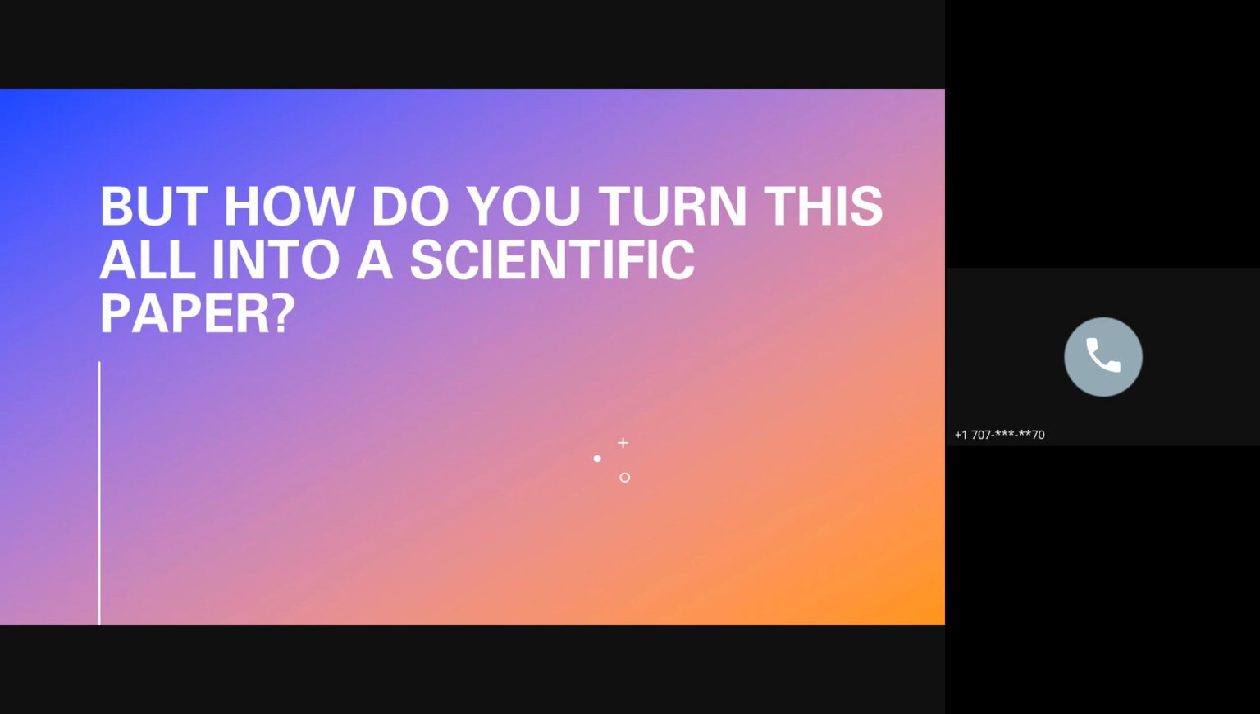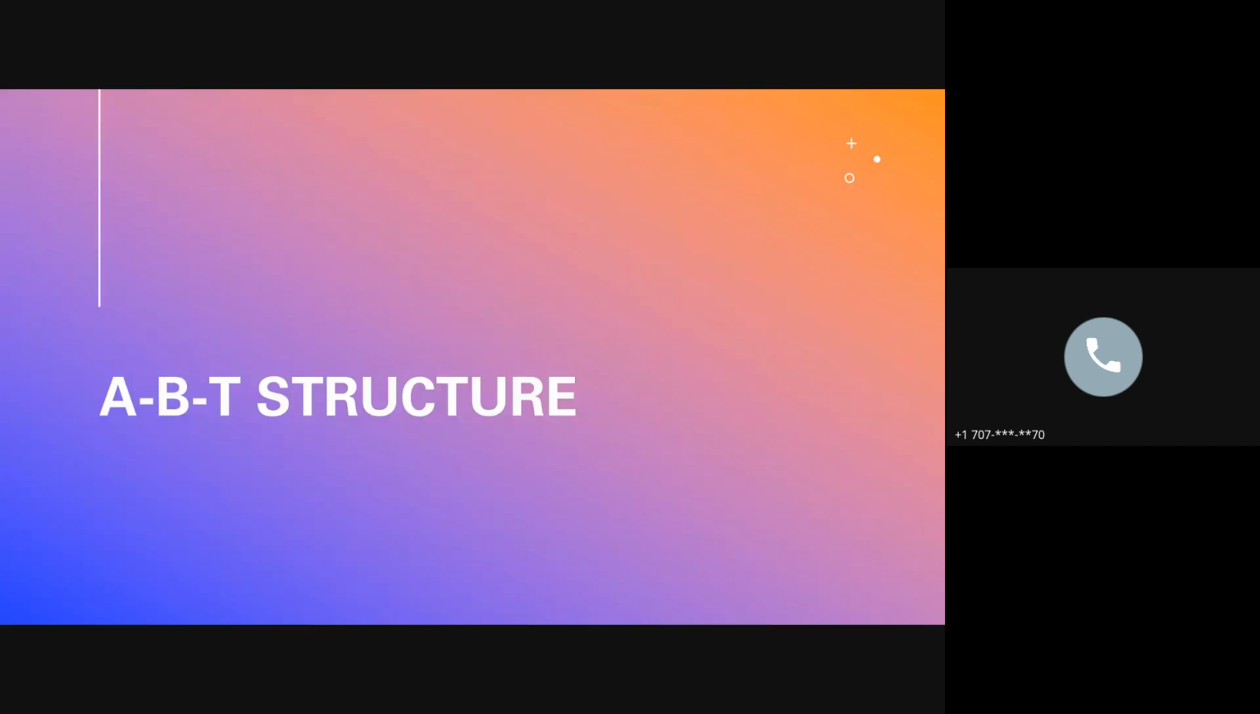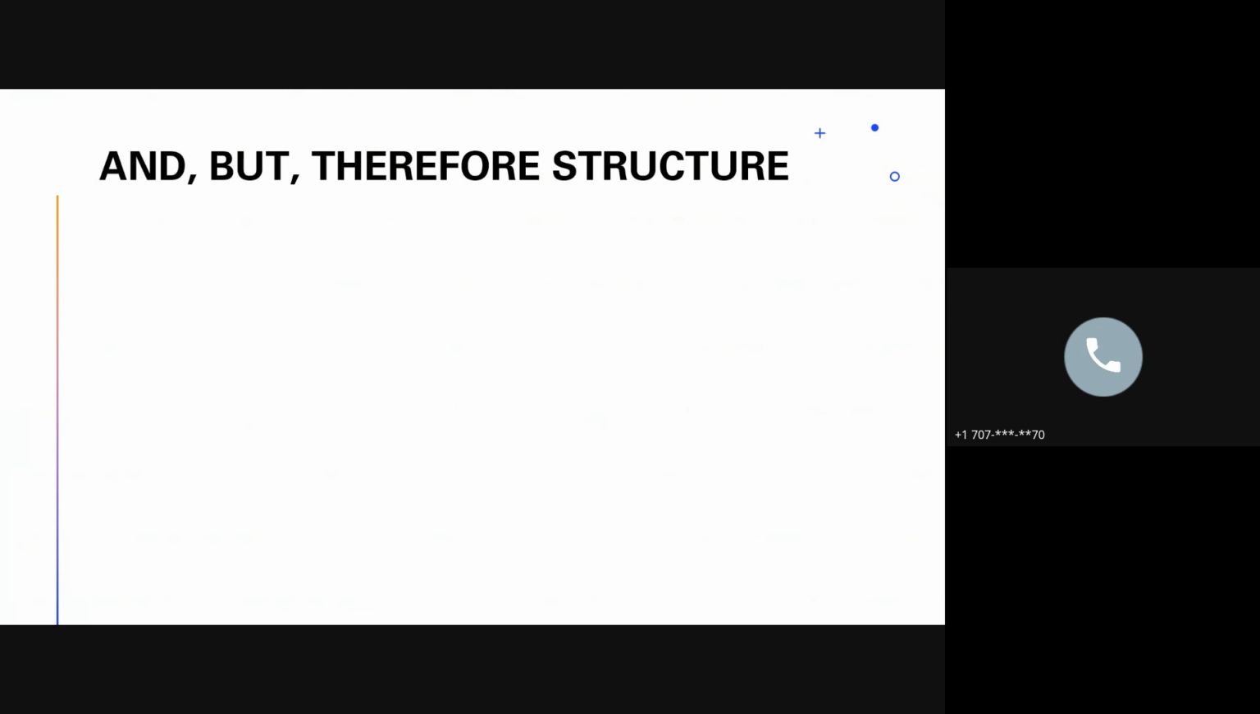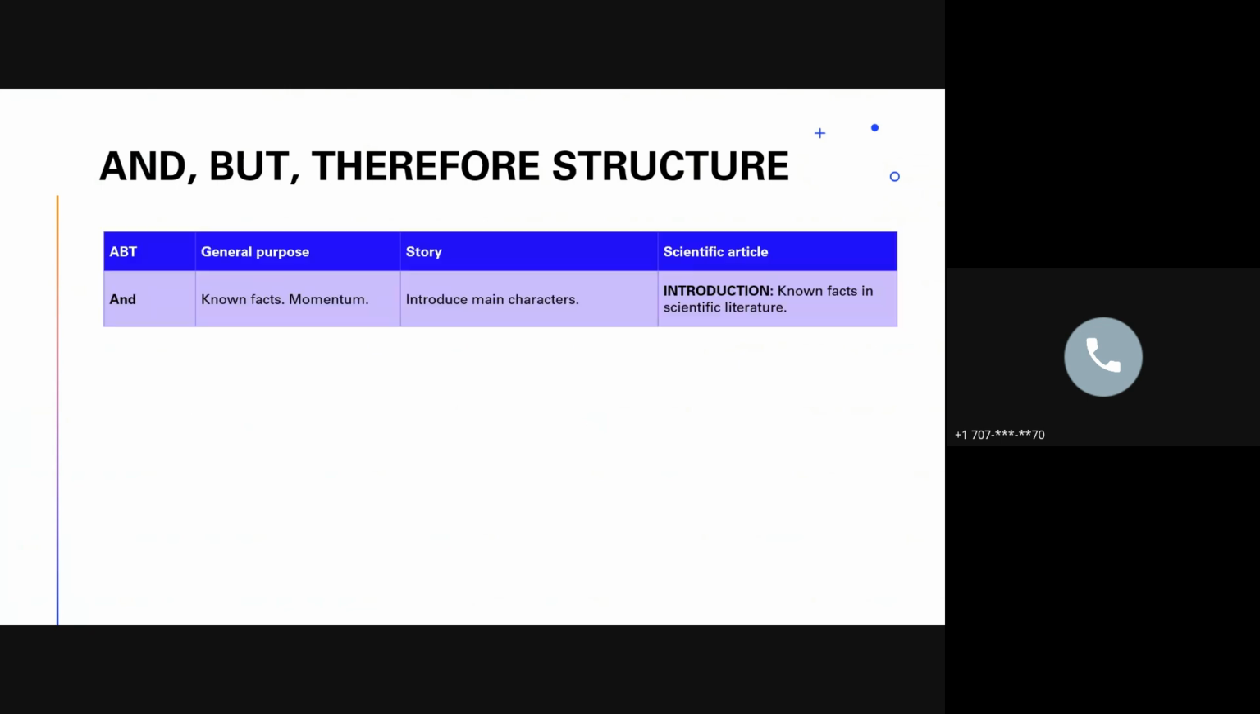But how do you turn this all into a scientific paper? It's all well and good to think about the structure and the different elements of your story, but how are you going to put it all together? This is where the ABT structure comes in, or the and, but, therefore structure.